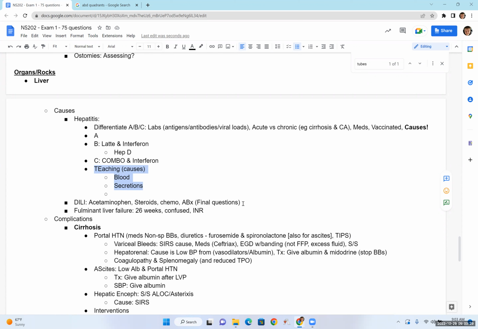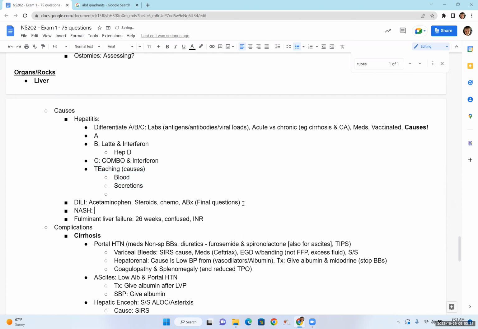What's that? It could be something genetic, or it could just be diet related. It's usually diet related. All right, so what else?